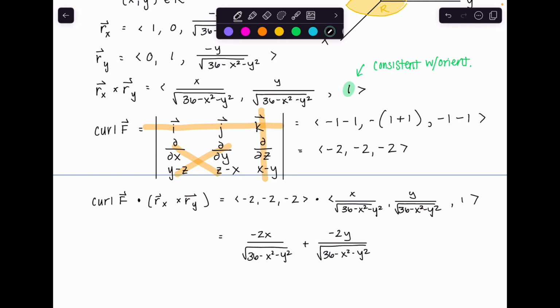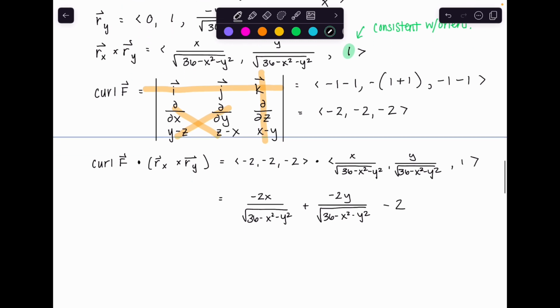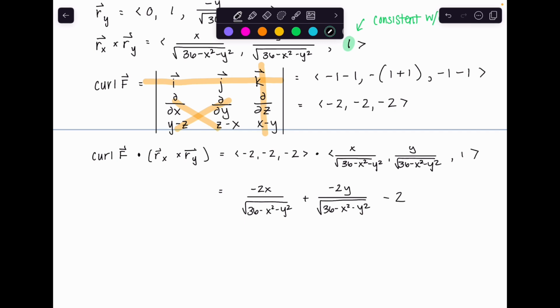And then at least this last one is just -2. So you can go ahead and condense these two here and make it at least one single fraction. And then they both have a -2 in common, so I'll go ahead and factor that out. And then we have a -2 down here.